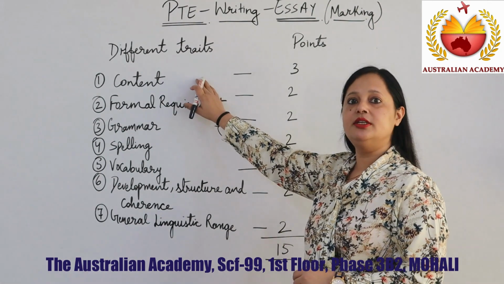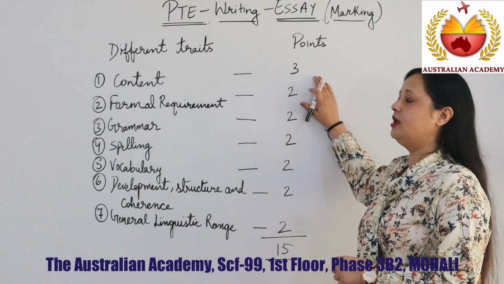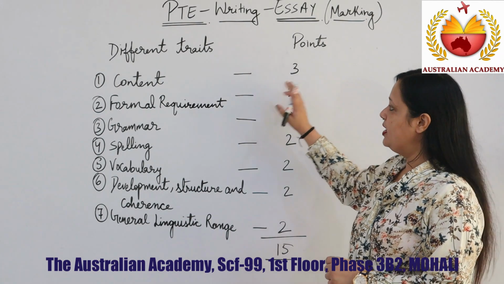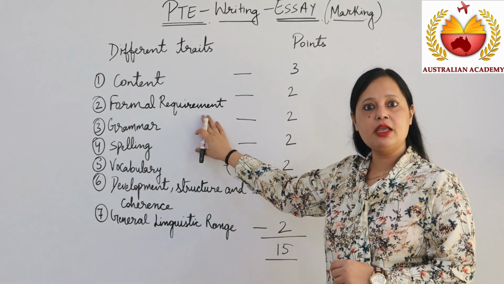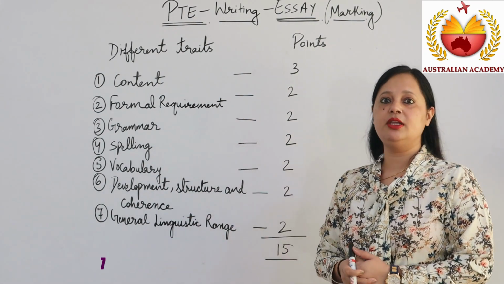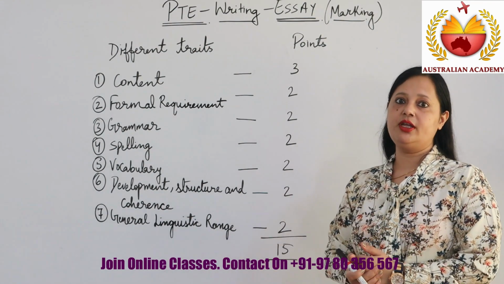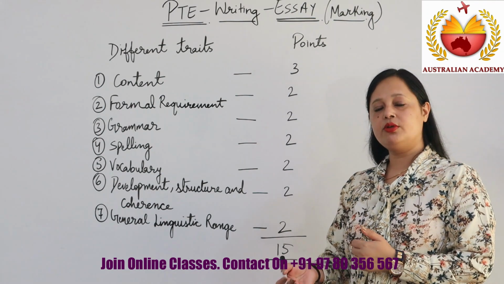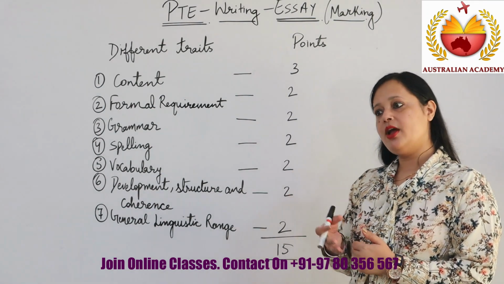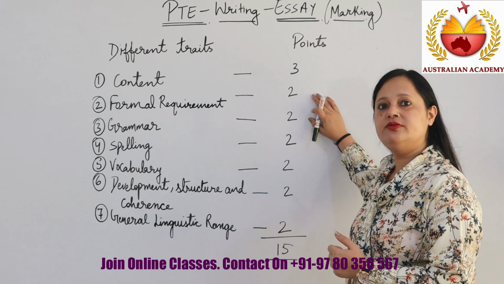The first is the content. So the content of the essay will give you 3 points. The second we have is the formal requirement. Formal requirement means your essay must range between 200 to 300 words. So if you are writing more than 200 and less than 300, you will be getting 2 points for that.